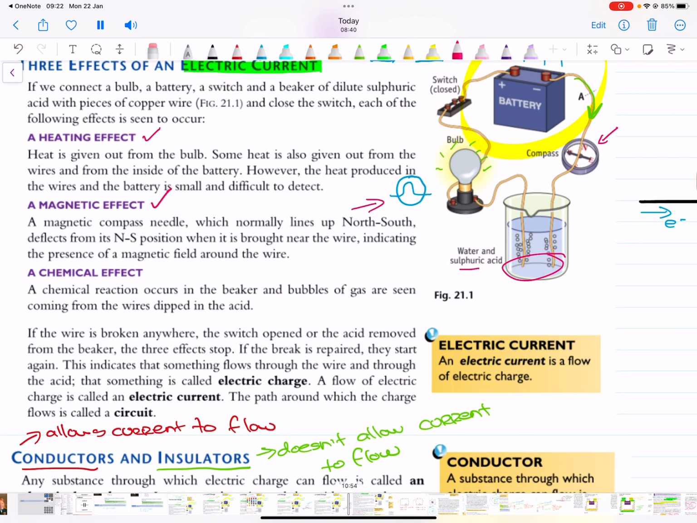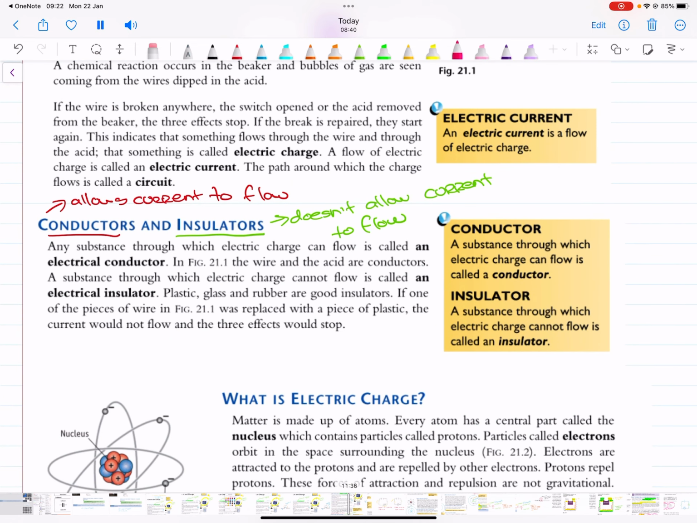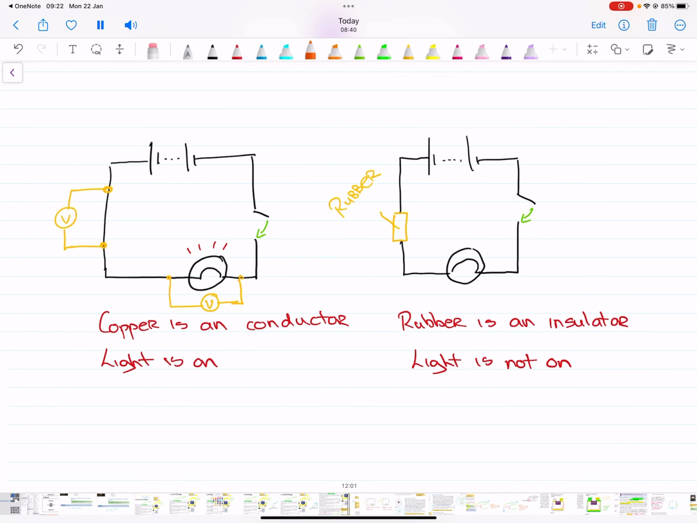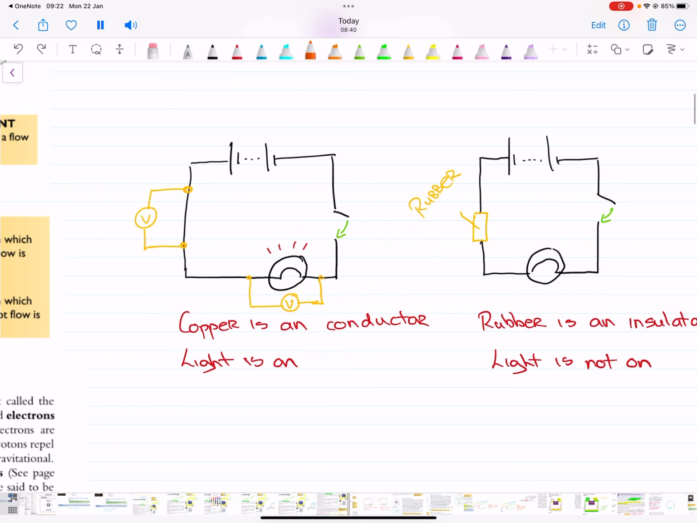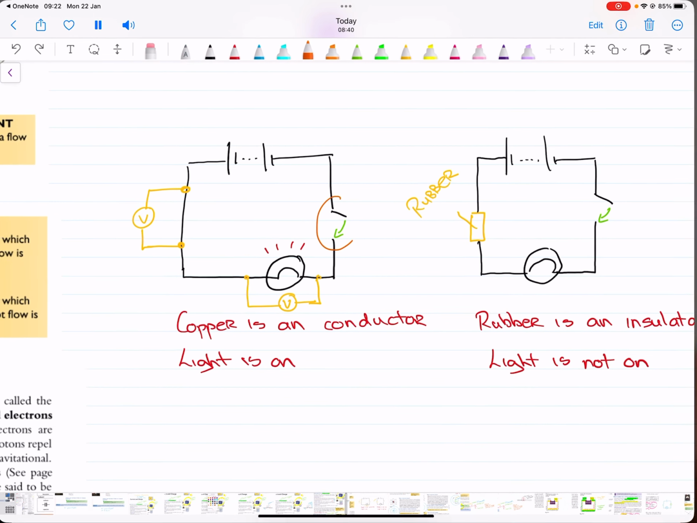Conductors and insulators, I think, is fairly straightforward. And then I go over to the side and show you how you would prove that something is a conductor and something is an insulator. So that's my little circuits there.